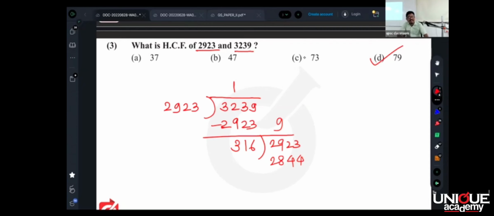If it had been exceeding, then instead of 9, we would have gone for 8. That is trial and error only. So subtracting this one, we have 79 as the remainder. By 79, we need to divide 316. Sorry, 79 is very much close to 80.